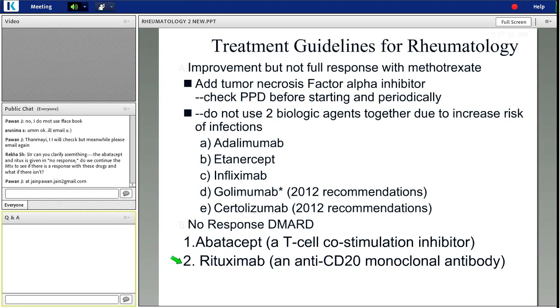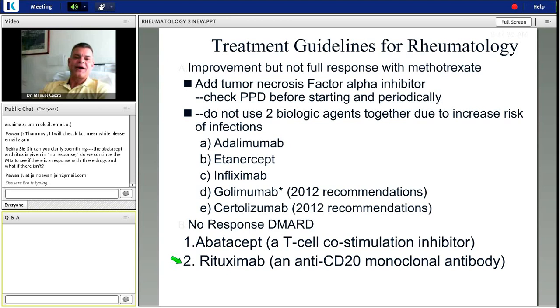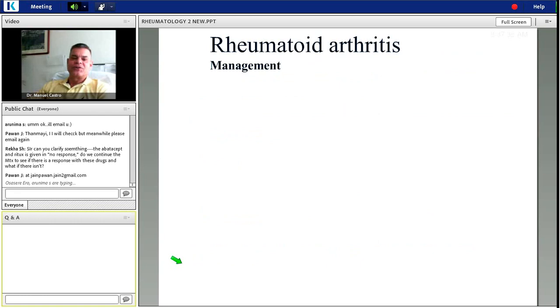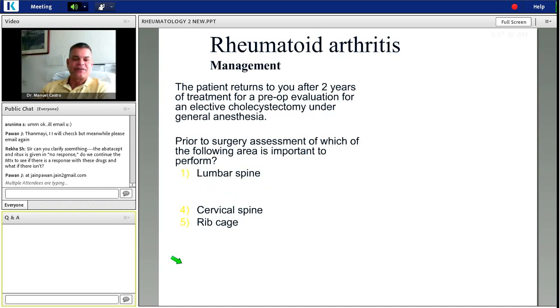So welcome back. Let's continue with our topic here, and we're still talking about rheumatoid arthritis. So let's see a couple of little things here that I'd like. Ooh, what happened there?